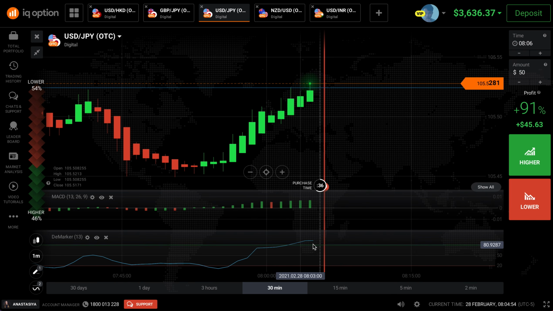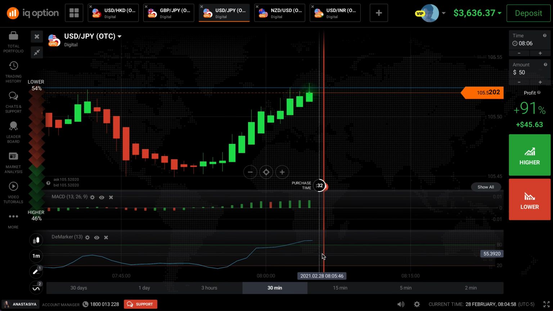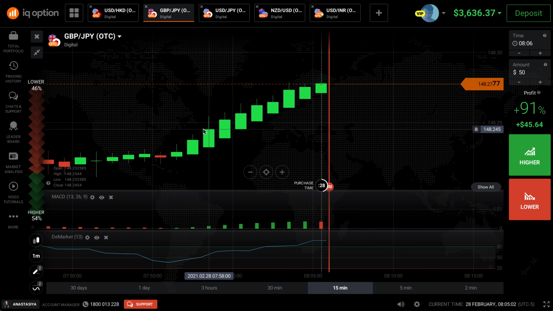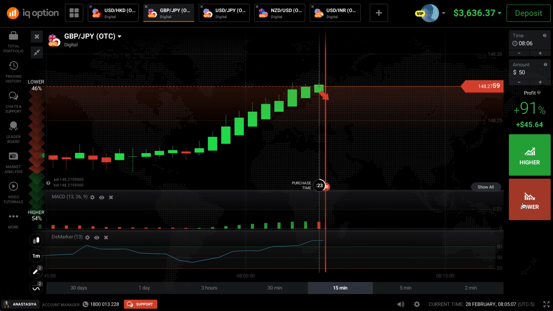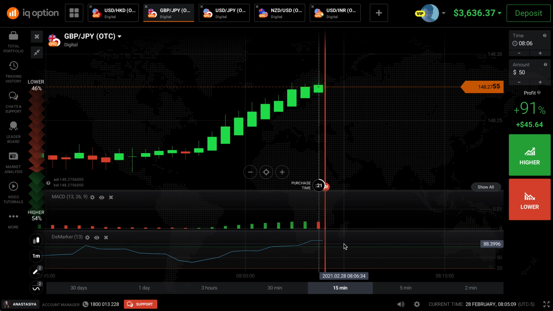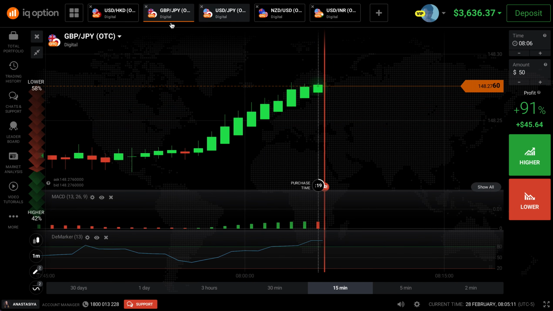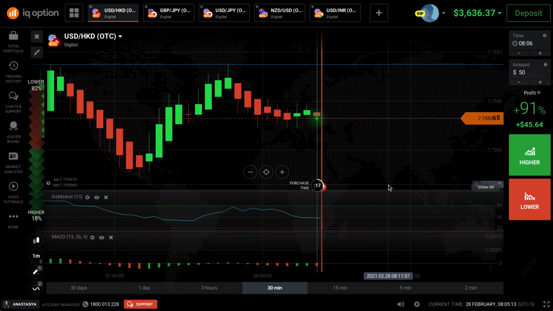And then the DeMarker should be below overbought. They should stay below overbought, not above. Okay, so it's not safe to trade above. When this is above and you want to go fall, it's not safe for that one. It should lean more onto a bull. Okay, let's check more here.